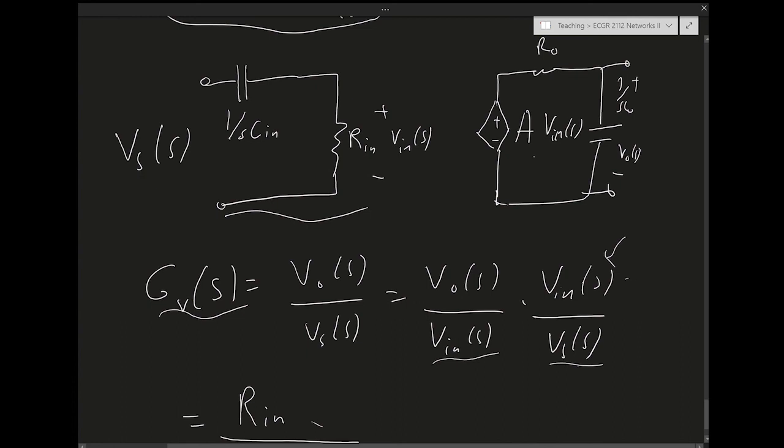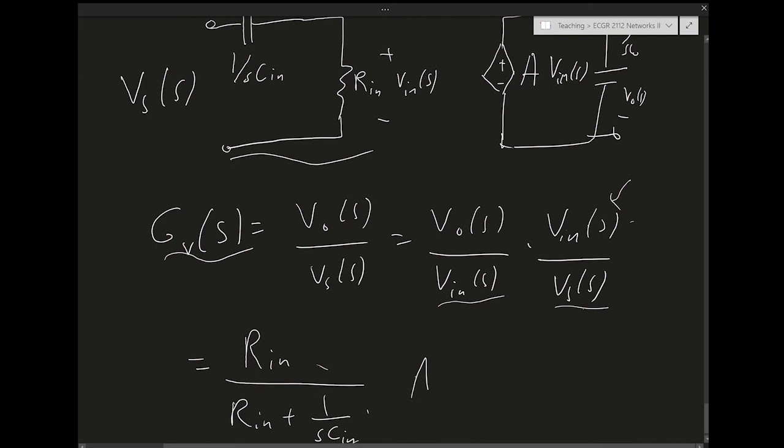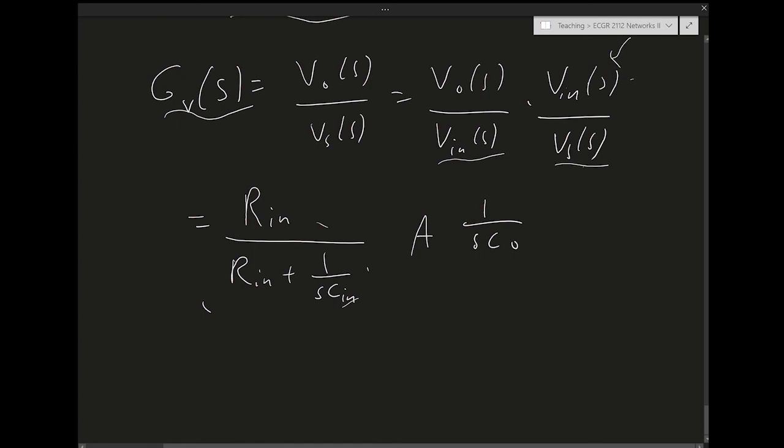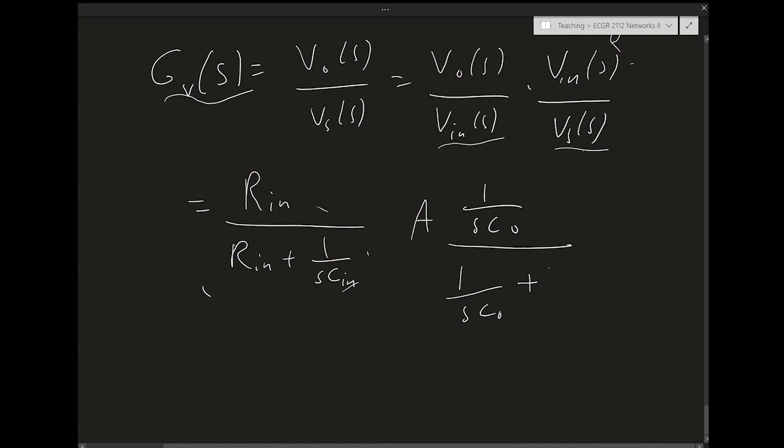So this is going to be A VNS, but then I'm dividing by VNS, so this cancels. And then I have the voltage divider. VOS is just 1 over SCO over 1 over SCO plus RO.